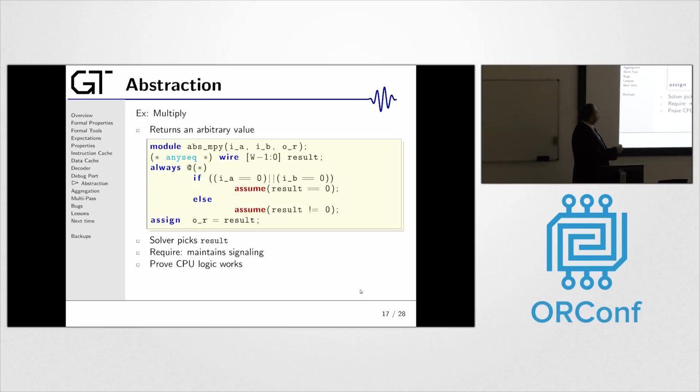So I would replace the multiply with something that I called an abstract multiply, which would say that if either of the incoming values was 0, the result should be 0, otherwise it should not be 0. The solver picks the result. Solver picks the input and output values. And up inside the CPU, the whole thing would fail. And so this works real nicely for formal verification. It requires you to maintain the signaling and prove the CPU logic works.